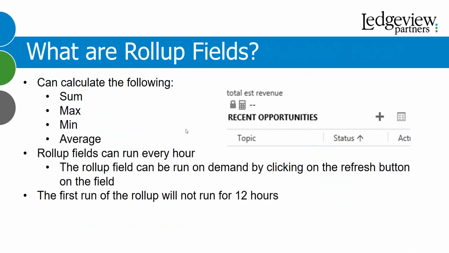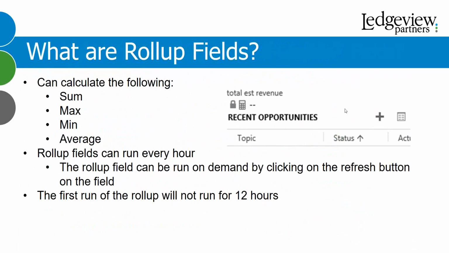You can calculate the following. You can do the sum, which is the most common. You can do the maximum, the minimum, or the average. Rollup fields can run every hour. The rollup field can also be run on demand by simply clicking on a refresh button that's on the field.